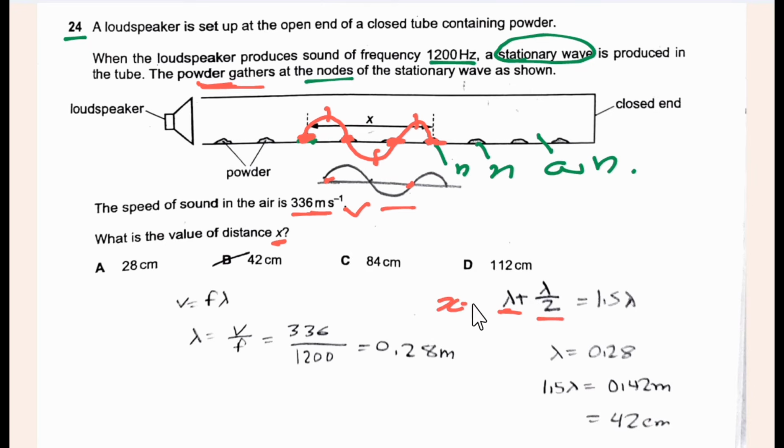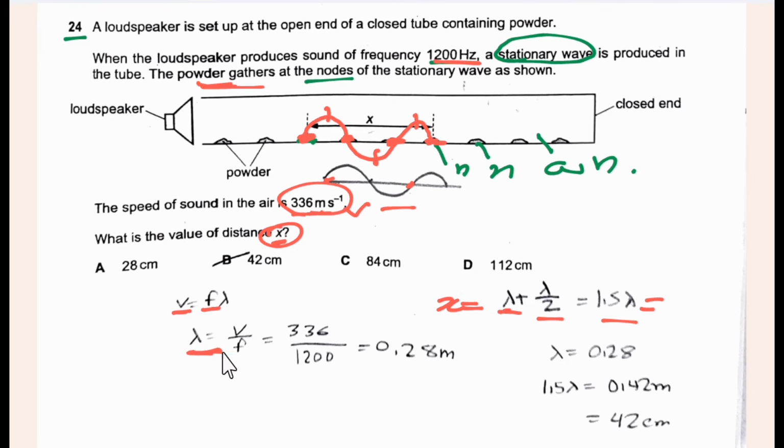That is at point x, or at a distance x, 1.5 lambda is formed. So we need to find the value of x. To find the value of x, we need to first find the value of lambda. So what is the value of lambda? We know the v, that is 336, and we know the frequency. So we substitute the values in the equation, that is v is equal to f lambda.